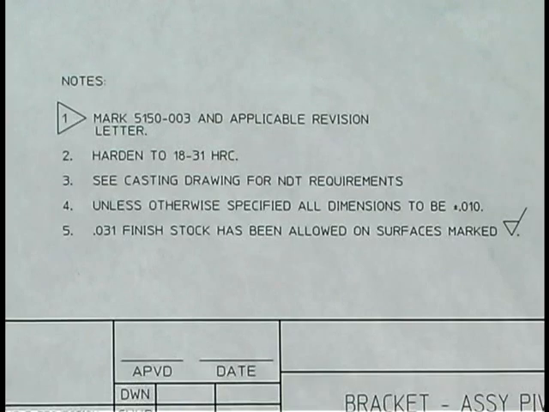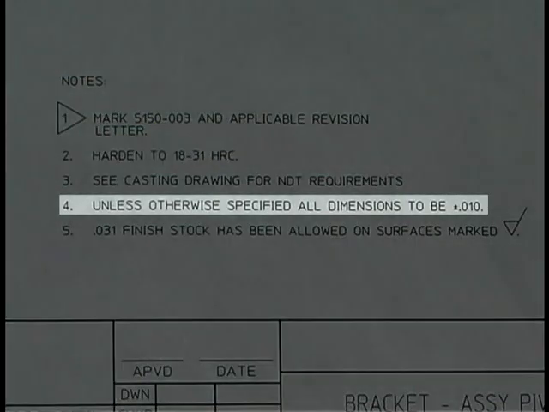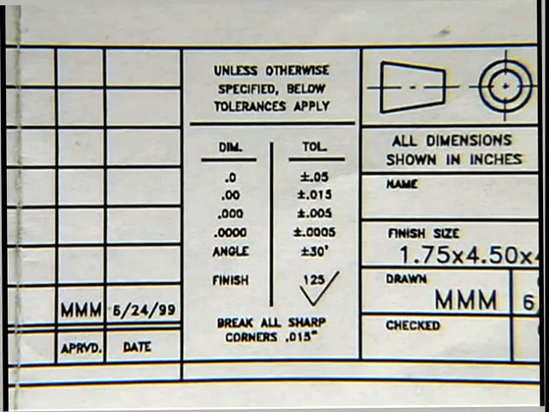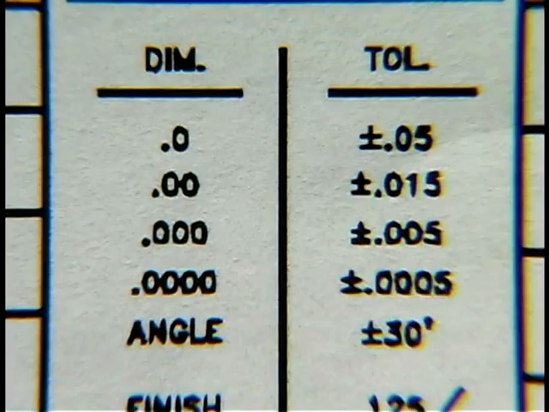Some part prints show only nominal dimensions. Typically, on these prints, there will be a note similar to this one which says, "Unless otherwise specified, all dimensions are to be plus or minus 10 thousandths." Some prints, like this one, will have a table in the title block that states the tolerance. Here you see that all values to the thousandth place have a tolerance of plus or minus 5 thousandths.